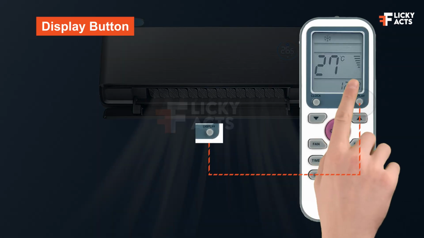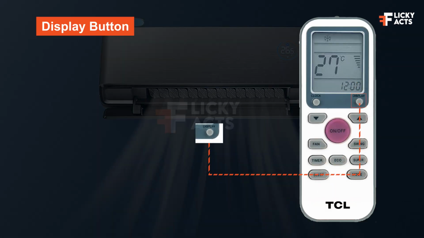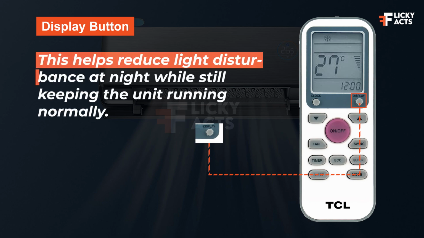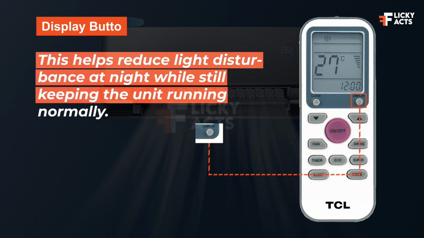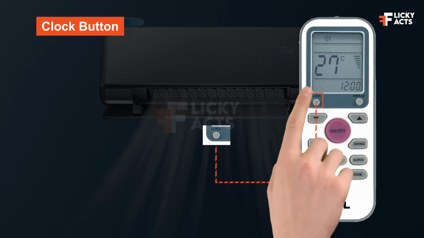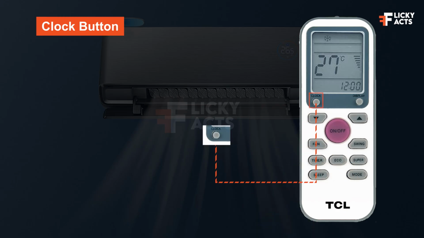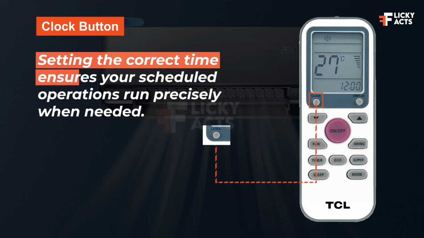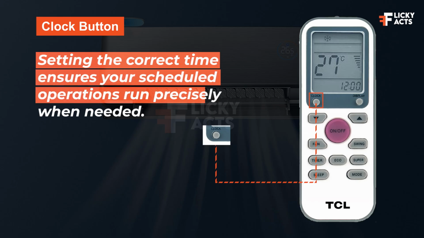Press the display button to turn the AC's screen light on or off. This helps reduce light disturbance at night while still keeping the unit running normally. Press the clock button to set the current time on your TCL AC remote. Setting the correct time ensures your scheduled operations run precisely when needed.